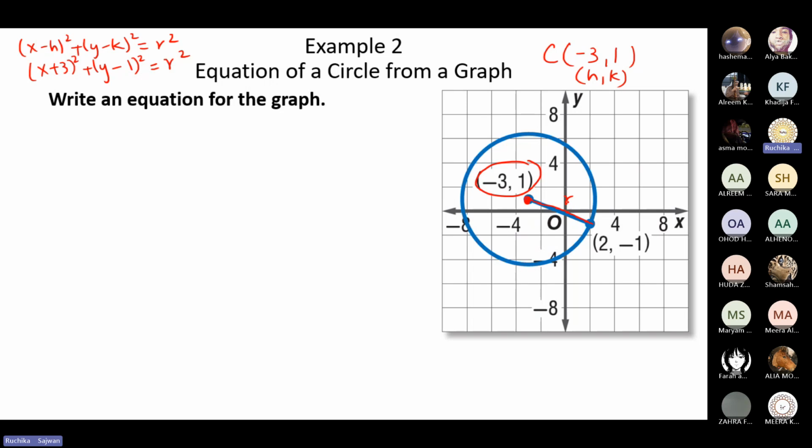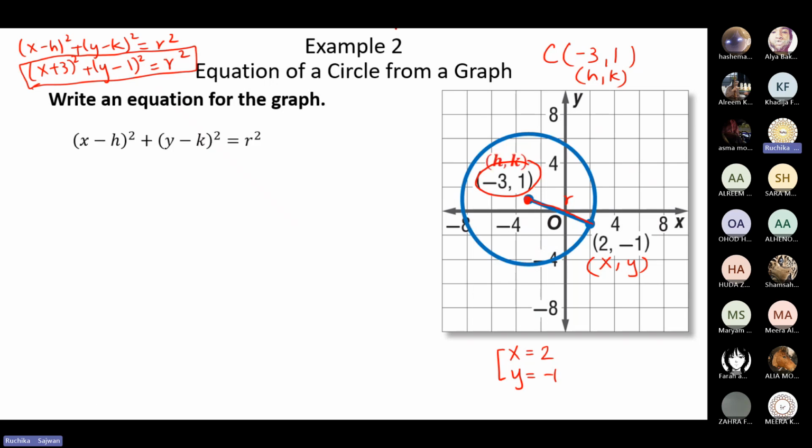Now to help you girls find the radius, there's another point given. Can you see this x comma y point? How much is x? 2. How much is y? -1. Can I plug in these x and y here in this equation and get my r? Yes. Let's do that. Everybody take out your calculators. I want you to plug in x and y and tell me what you get. What's the value of r square? Give me r square first, and then we'll go to r. How much is r square?